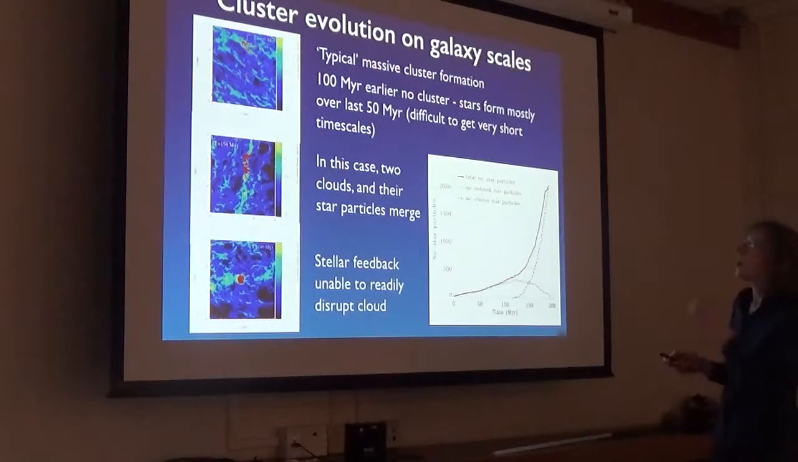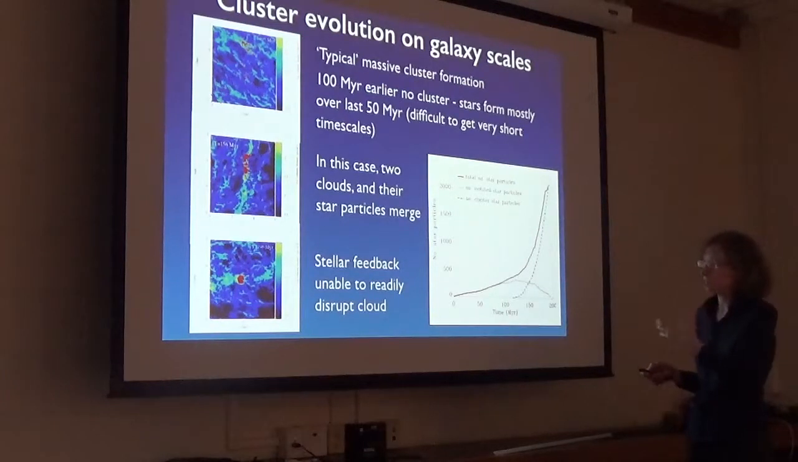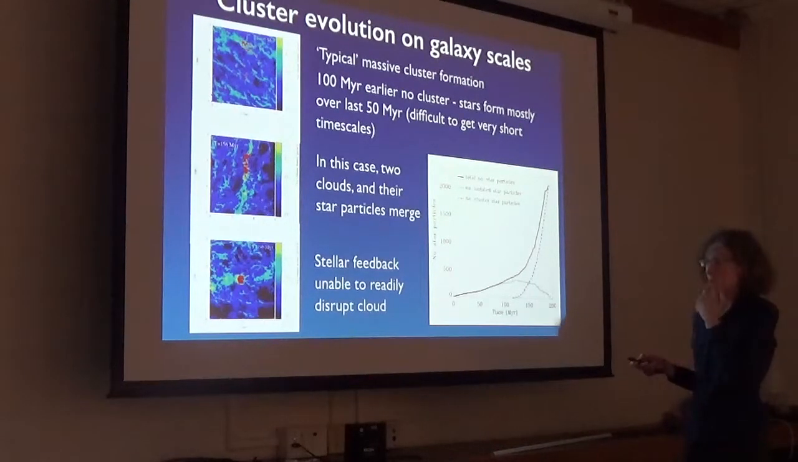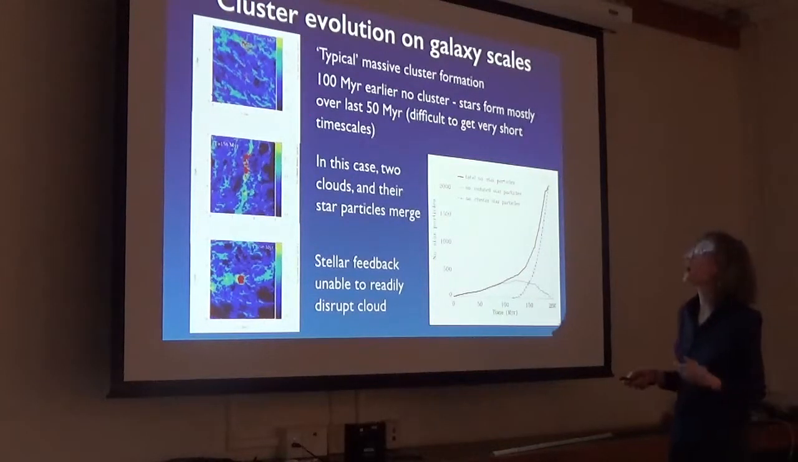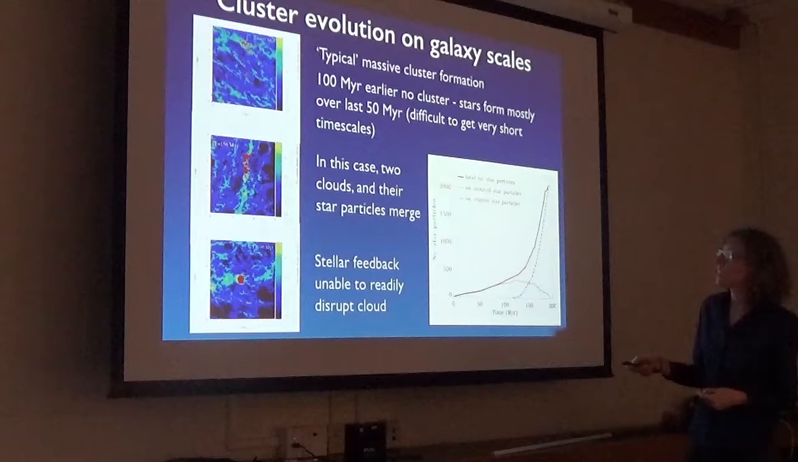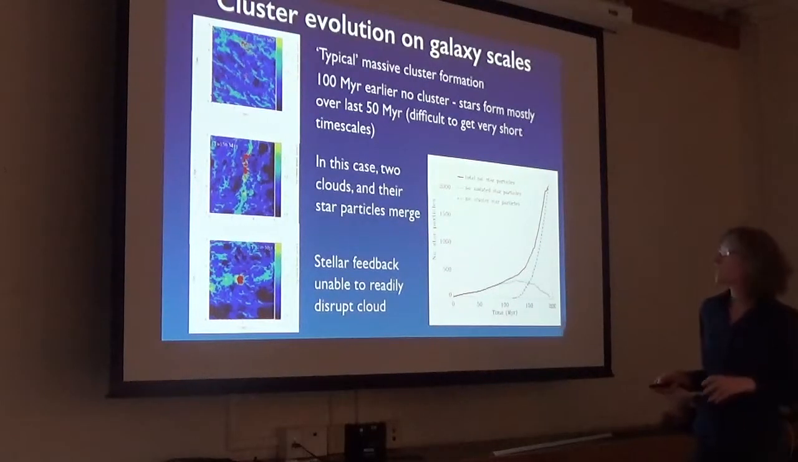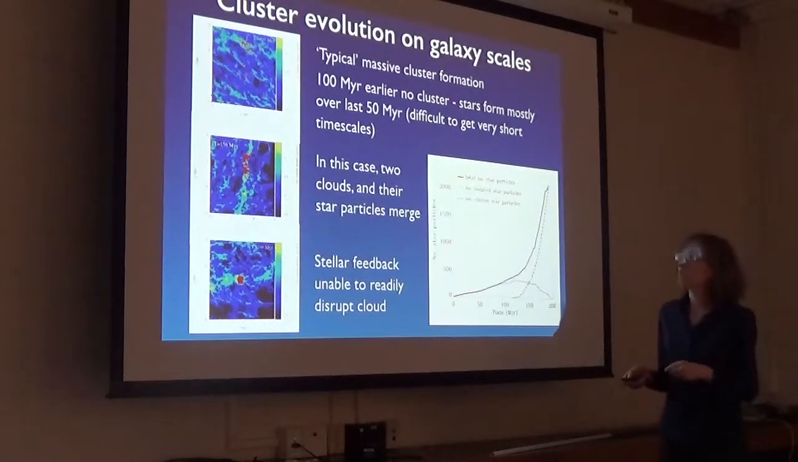So this just follows the evolution of one of these particularly massive clusters. In this particular example, there were two clouds that merged, and then their star particles came together. For this example, most of the star formation occurred over the last 50 megayears or so. I think this shows 100 megayears time. These stars here are more just random stars that probably ended up in the cluster, but really this is when there's lots more star formation occurring and most of the stars are produced. It was difficult to produce these massive clusters in shorter time scales, or at least we didn't observe clusters forming in shorter time scales. But this could be a resolution effect.